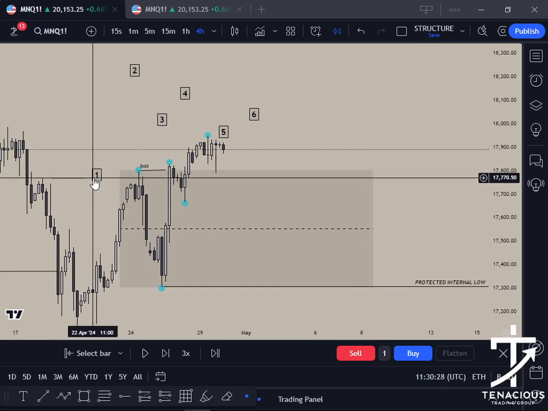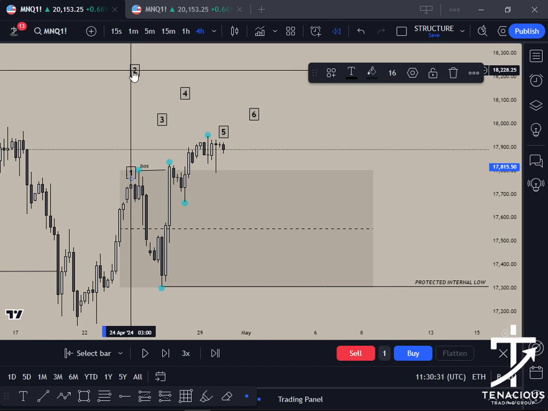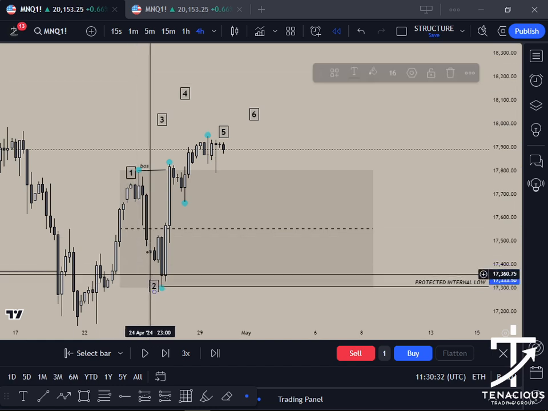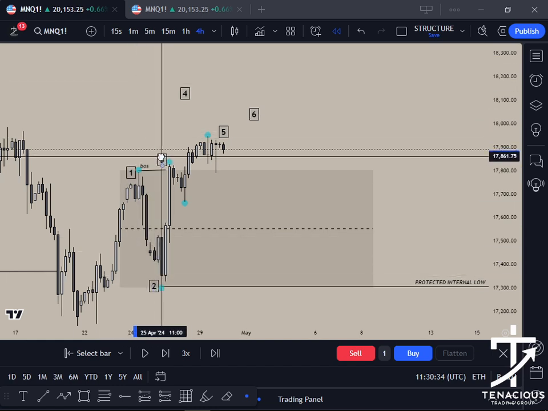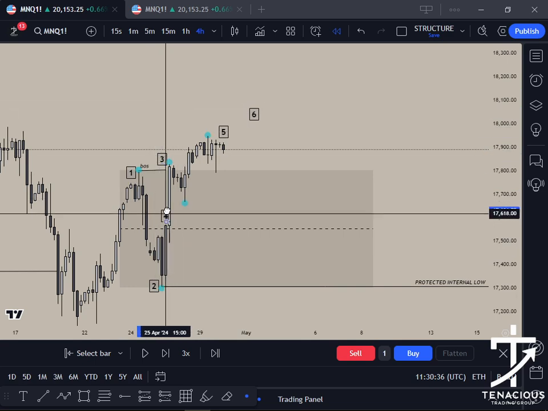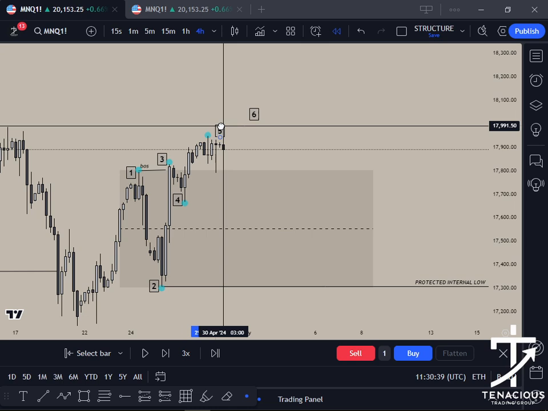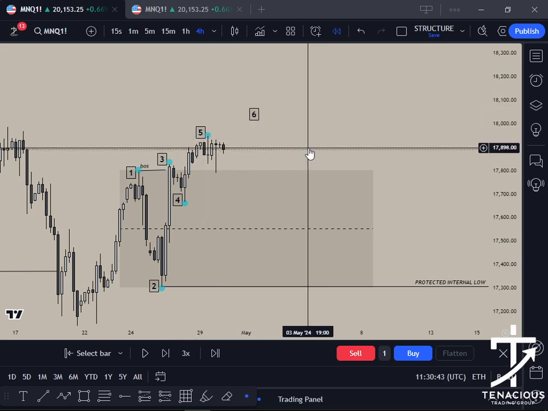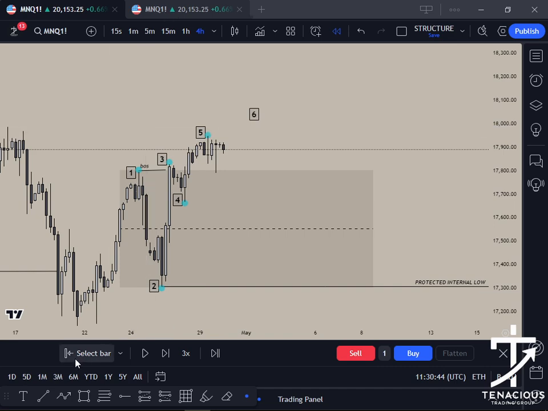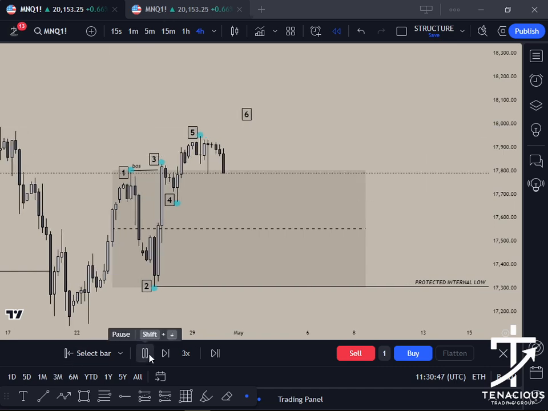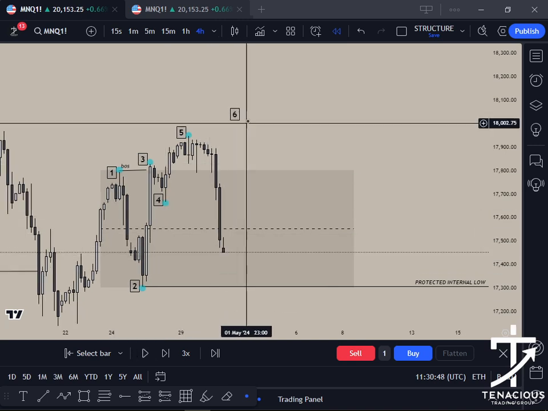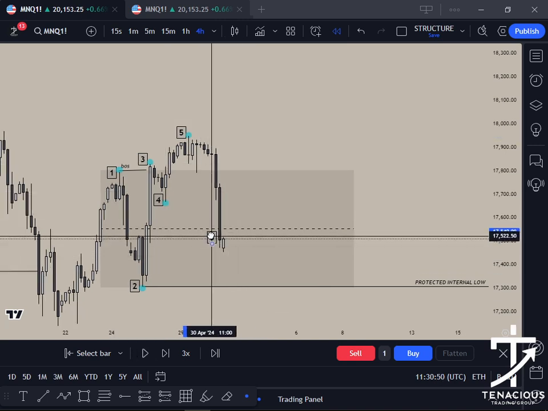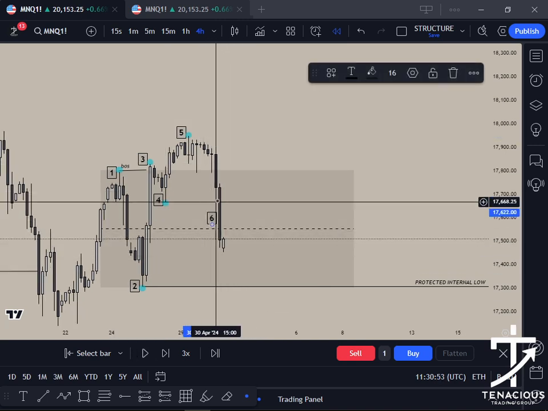So 1, 2, 3, 4, and then our 5. We don't have our 6 yet, but let me just let the press play out. Okay, so this will be currently our 6 right now. As of now, this will be our 6.